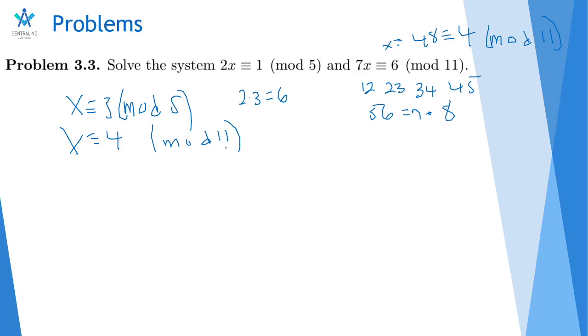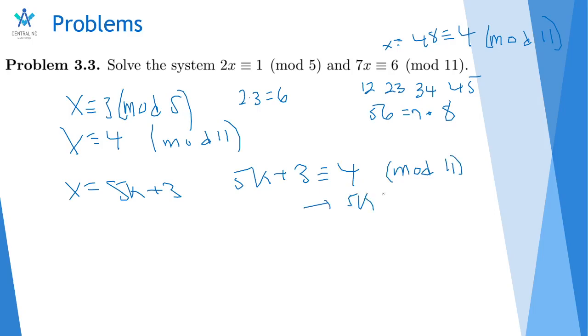And we just have to solve that one congruence. There's not really much more to it than solving that one congruence. We have done this over and over again. I'll just solve it out for you real quick. So x is equal to 5k plus 3. If you sub that in here, we get 5k plus 3 is congruent to 4 modulo 11. And that gives you that 5k is congruent to 1 modulo 11.